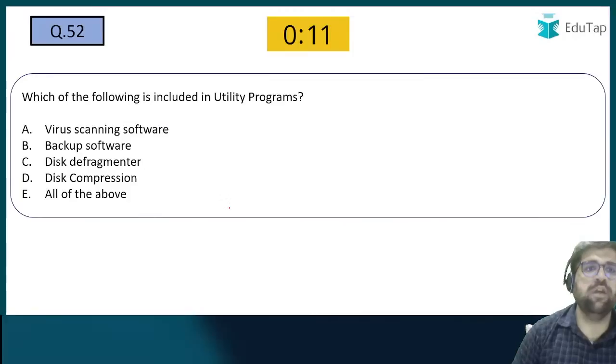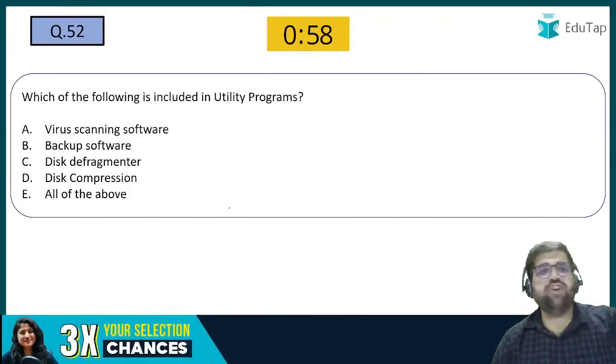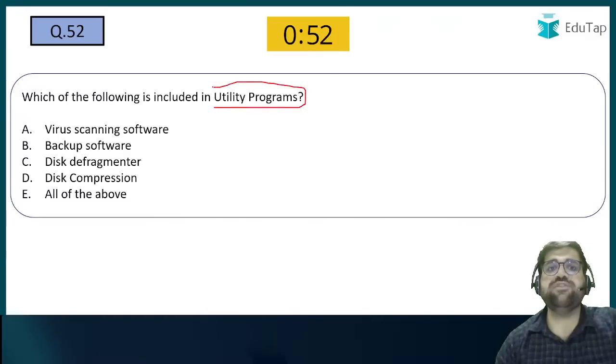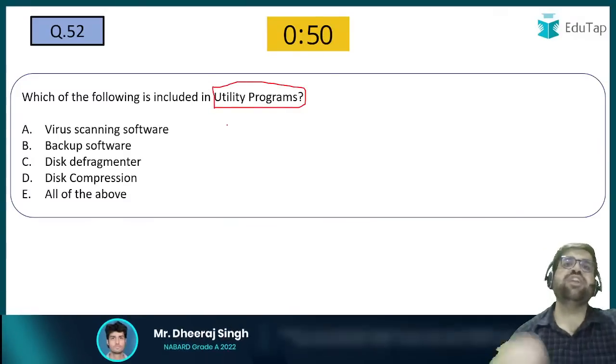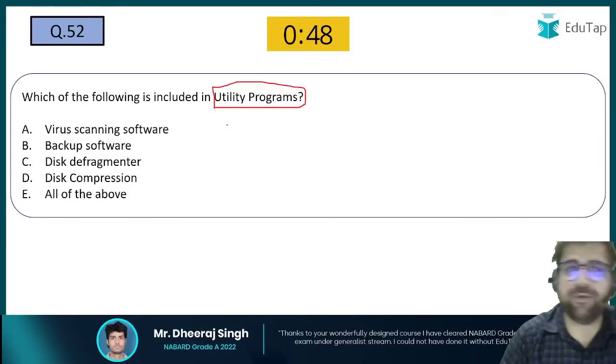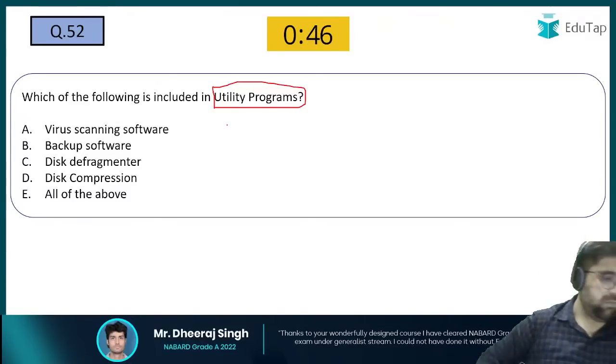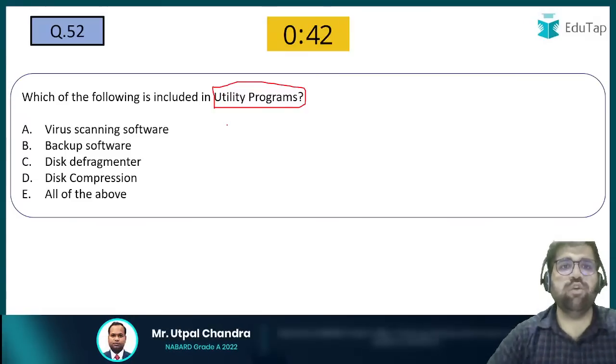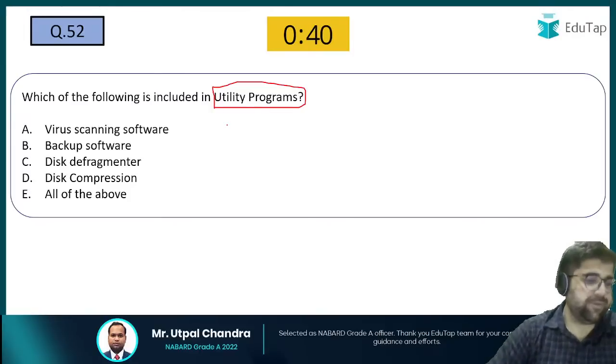Good. Question number 52. Which of the following is included in utility programs? Utility programs means what? That these are the programs which will provide an additional facility to the computer. Okay, question number 52. Which of the following is included in utility programs?